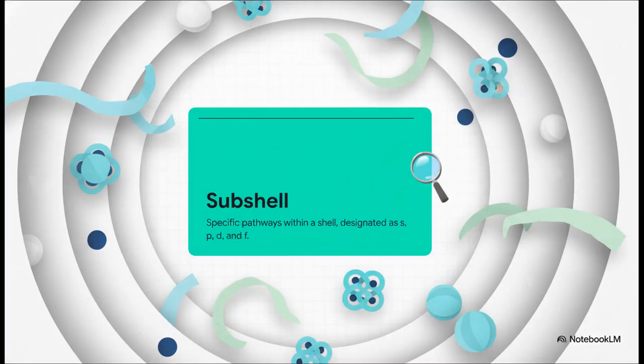So what exactly is a subshell? Basically, these are specific pathways within a larger shell, and they're designated by the letters S, P, D, and F, and the math connecting them is beautifully simple. The shell number tells you exactly how many subshells it has. That's it. Shell 1 has 1 subshell, the S. Shell 2 has 2, S and P. Shell 3 has S, P, and D, and Shell 4 gets all 4 of them, S, P, D, and F.